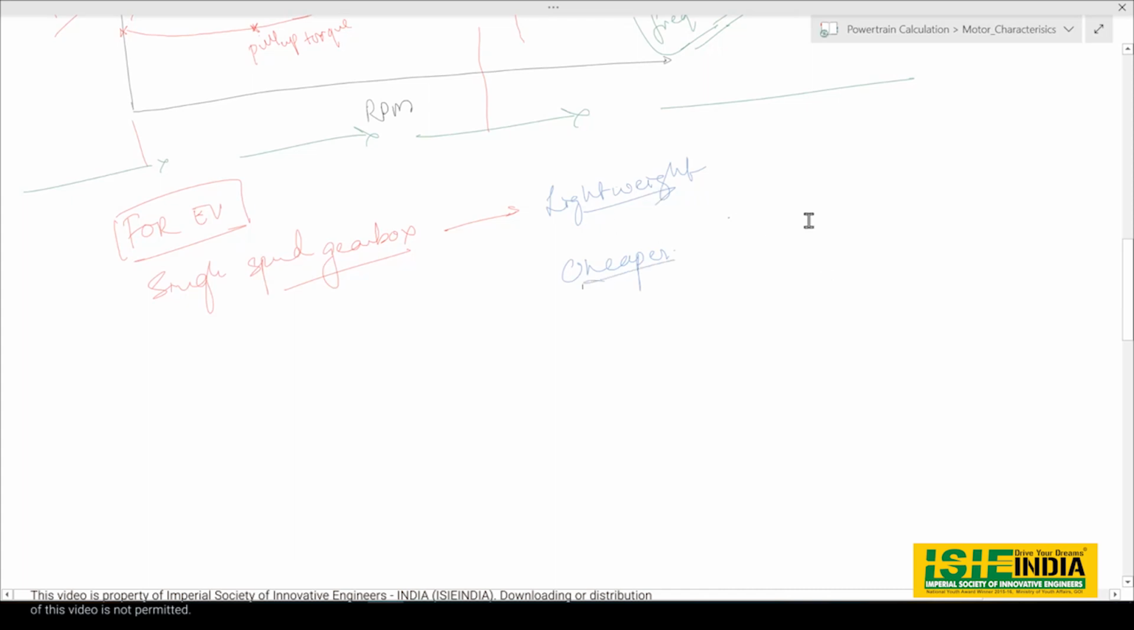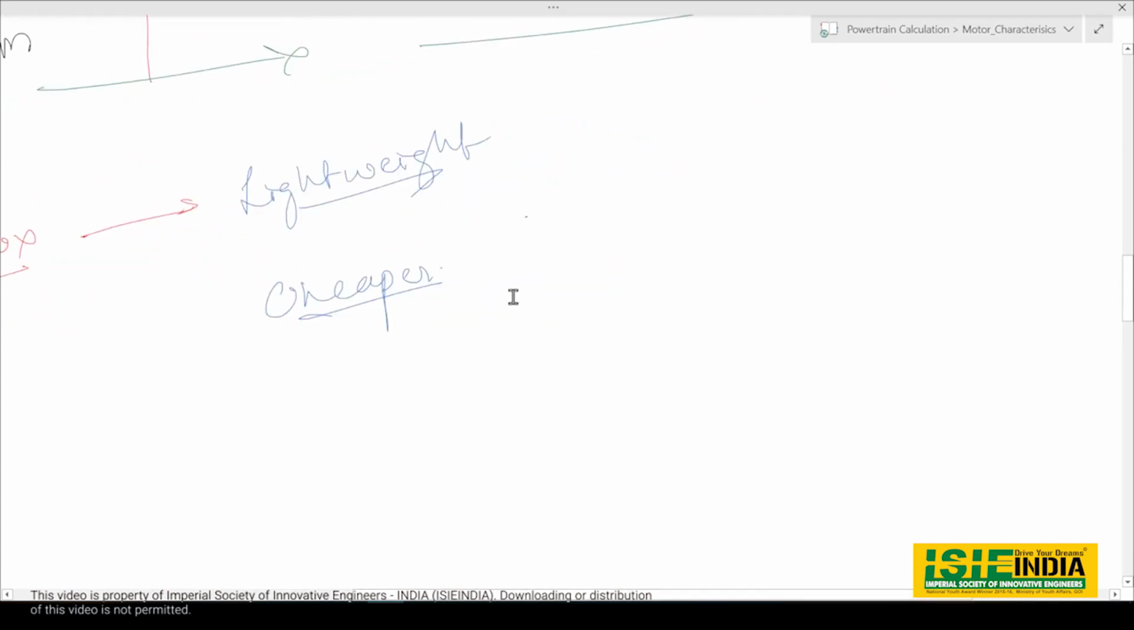And single speed gearbox is also possible because the motor drive or control is mostly done by the controller, right? So from the controller's end you can mostly do the motor drive or control, right? And because single speed gearbox is cheaper and obviously it is small in size, it will be lightweight. So that is why single speed gearbox is being used.